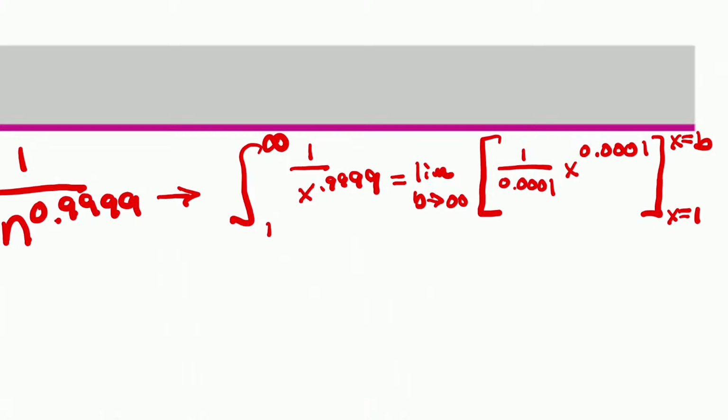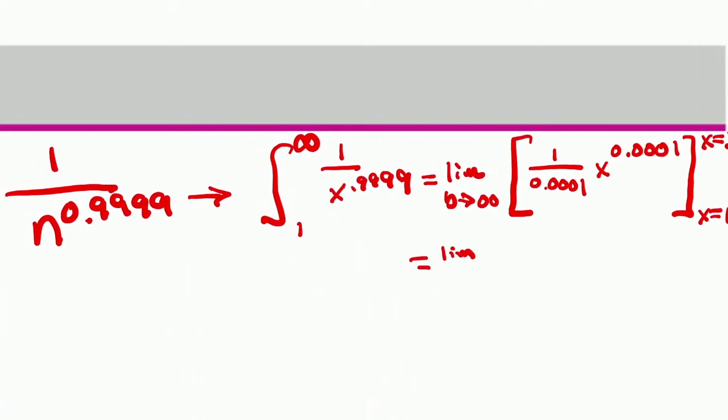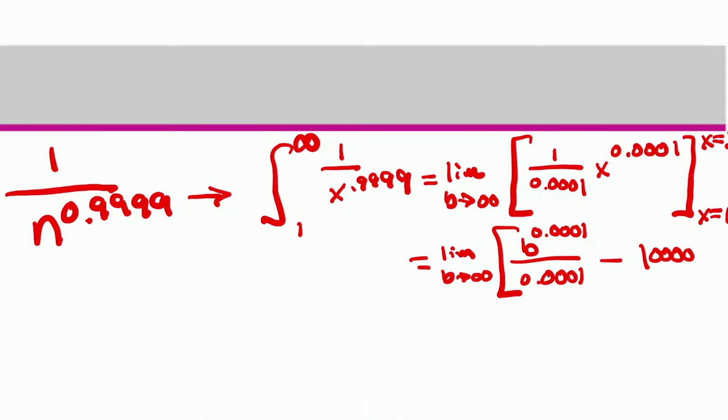It shouldn't matter, should it? Well, it does. So here's the deal: you do the limit as b approaches infinity of b to the 0.0001 over 0.0001, minus the value at 1. 10,000? Isn't that what 1 over 0.0001 is? Hundredths, thousandths, ten-thousandths. Yeah, that's 1 over 10,000, or this number is 10,000. I could have done the same thing here.